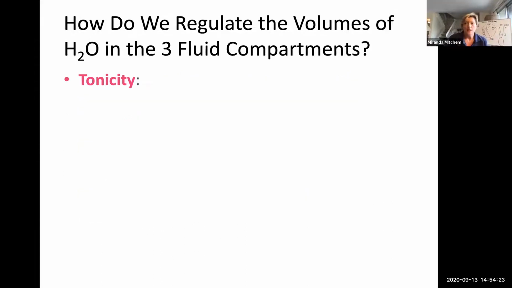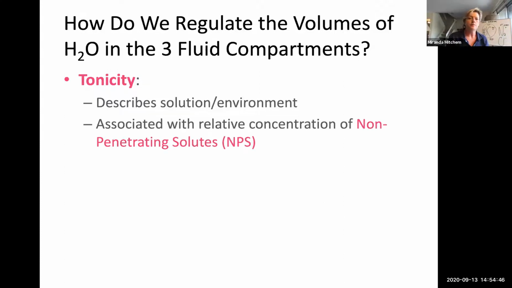So tonicity is a term that we use to describe the relative concentration of solute in the environment. Tonicity always describes the environment. It is incorrect to use the word tonicity to describe what's happening inside the cell. We have a different term for that.